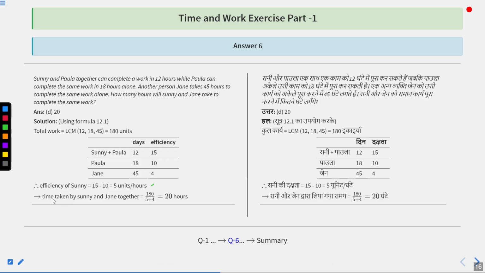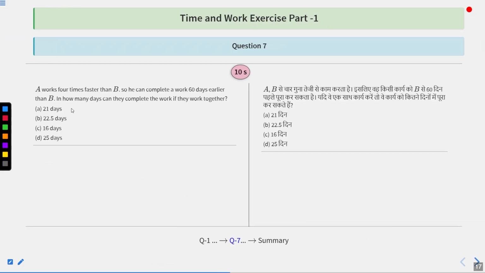So if Sunny and Jane work together, then in how many days will they complete the work? Total is 180, and efficiency of Sunny is 5, and efficiency of Jane is 4. Divided by the efficiencies of both, that is 5 plus 4, that is 9. It means 20 days will be taken by both Sunny and Jane together to complete the same work. Option number D is the right answer.